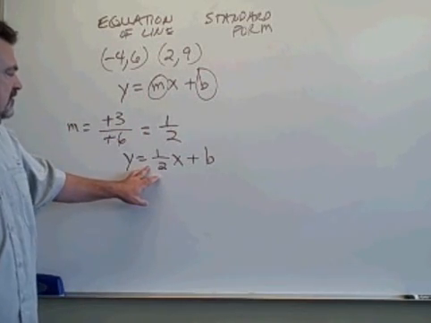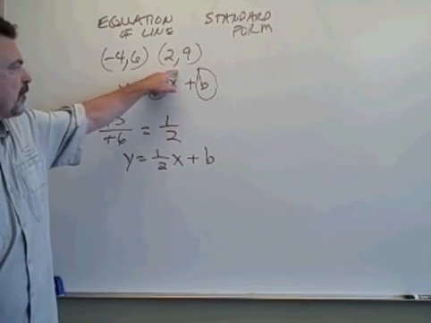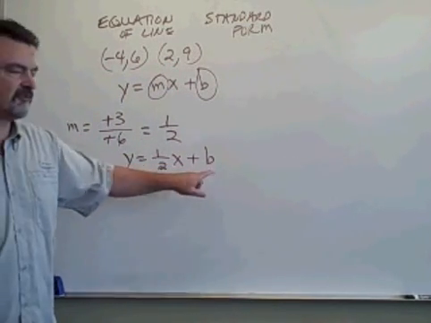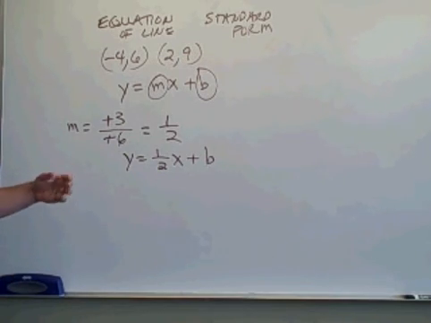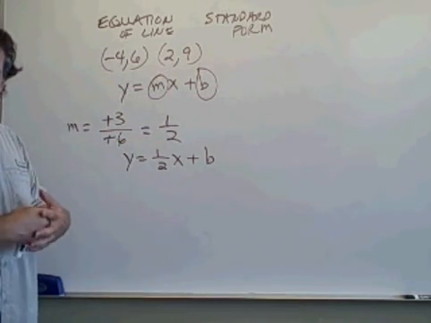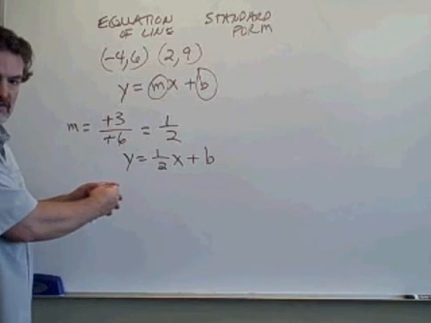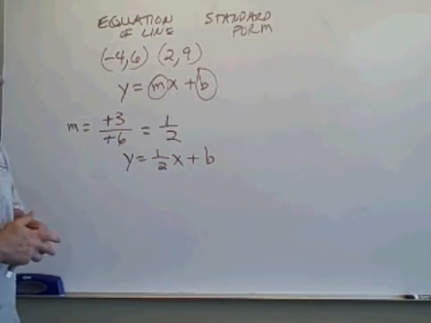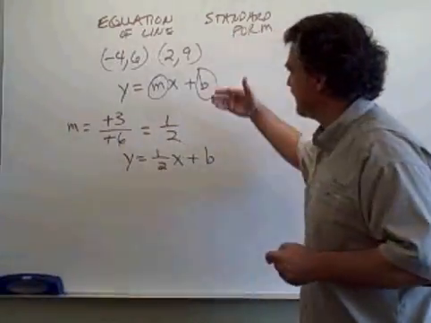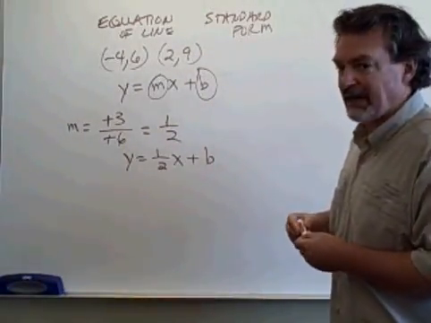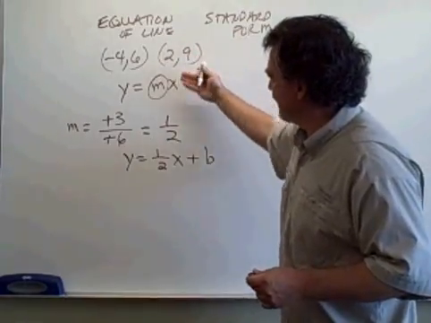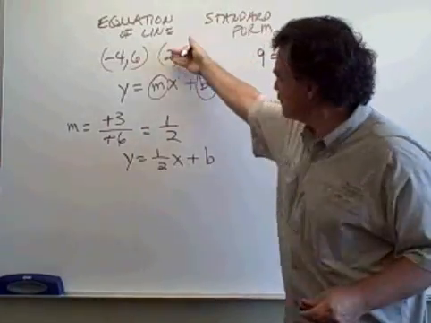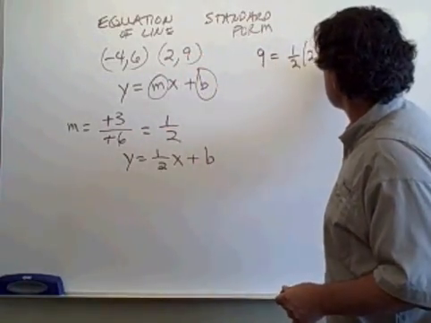We've now calculated the slope based upon the 2 points that we were given that were on the line. Now we just need to find the y-intercept. Remember, these points, if they are on the line, they are solutions. They are values that work for x and y. So we simply take one of those points. Let's take the point (2, 9). We take the 9 value, put it in place of y. Take the 2 value, put it in place of x.